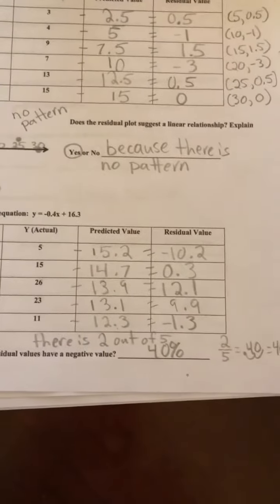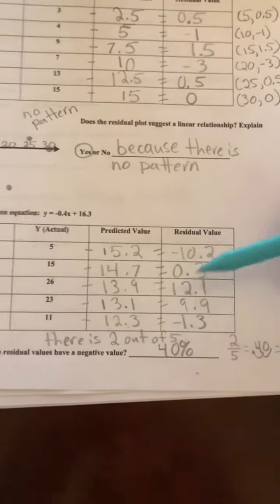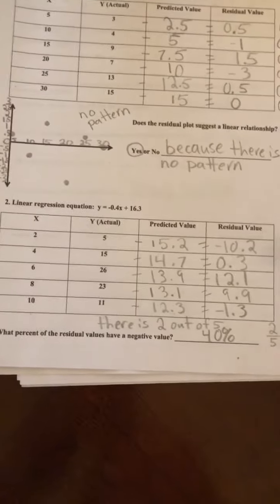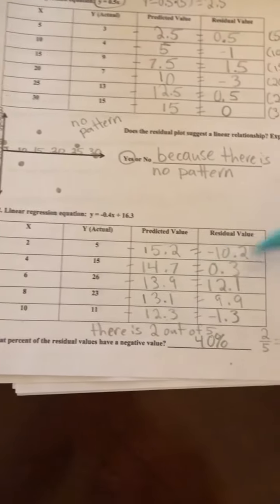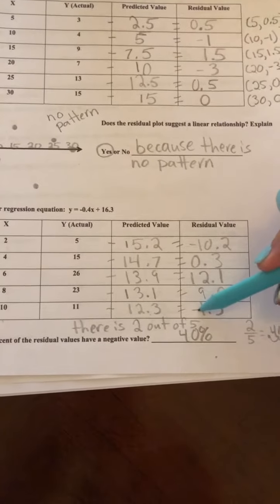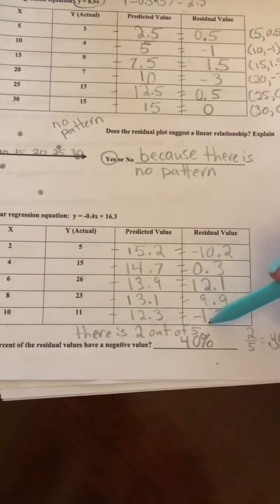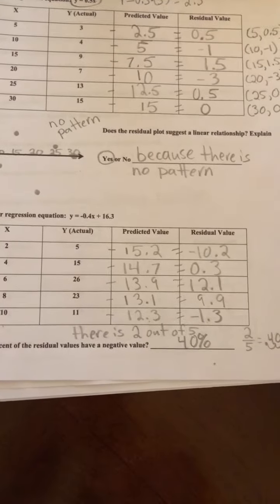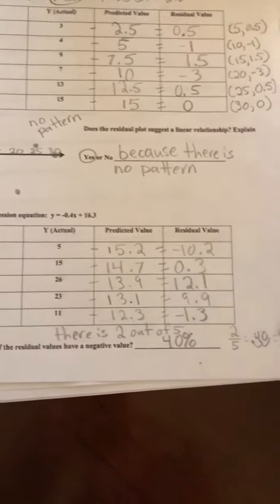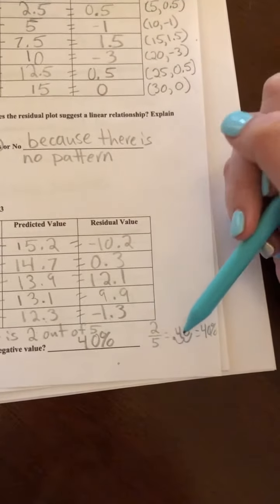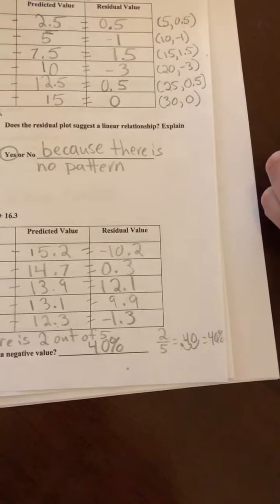Once you have your residual values, you have whether they are positive or negative. This one we're not really asked to look at the pattern or not. We're just asked what percent of the residual values have a negative value. So we have 1, 2 residual values that are negative, and there are 1, 2, 3, 4, 5 residual values overall. So there is 2 out of 5. If you can't do that math in your head, you've got 2 divided by 5, which is 0.4. And 0.4 translates into 40%.